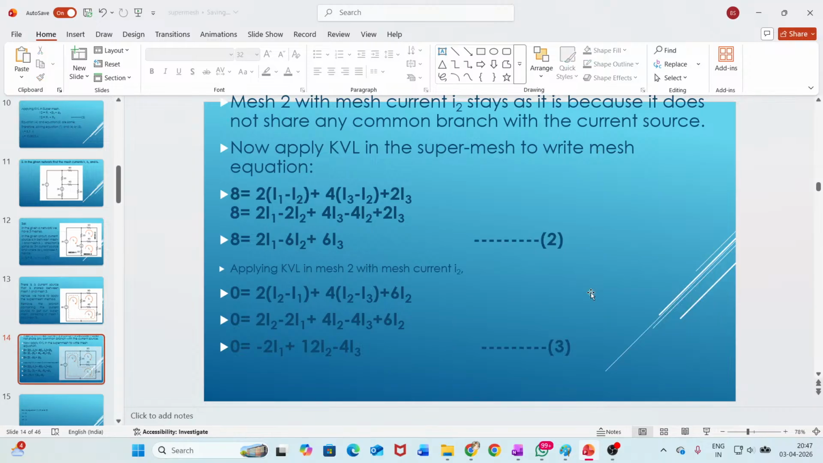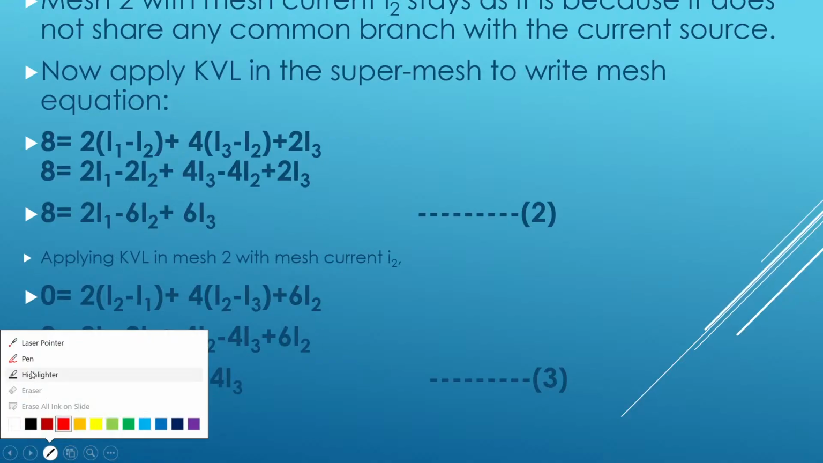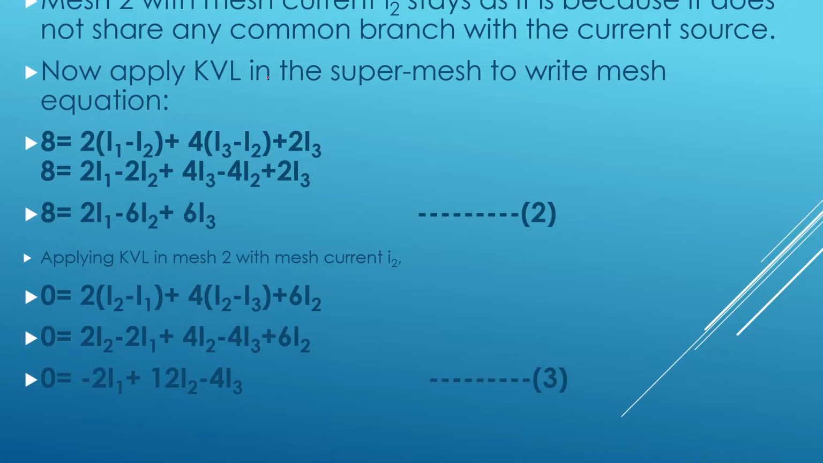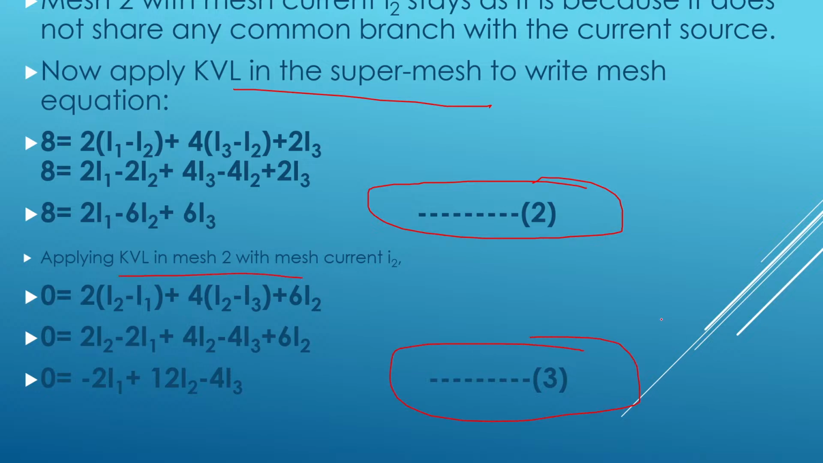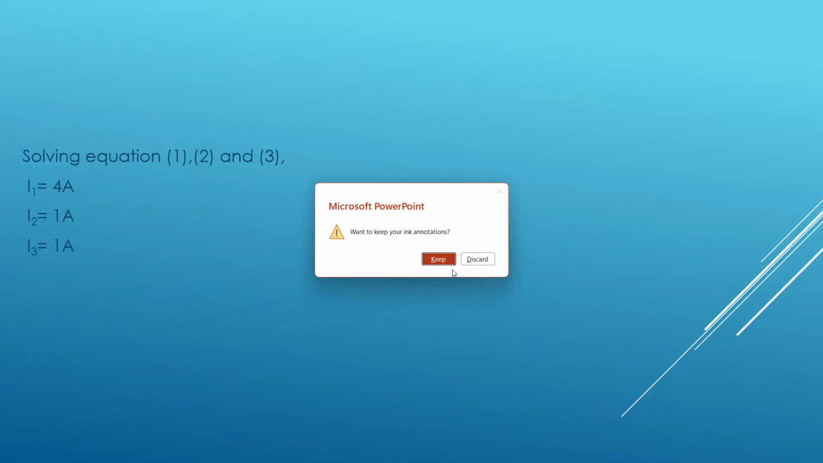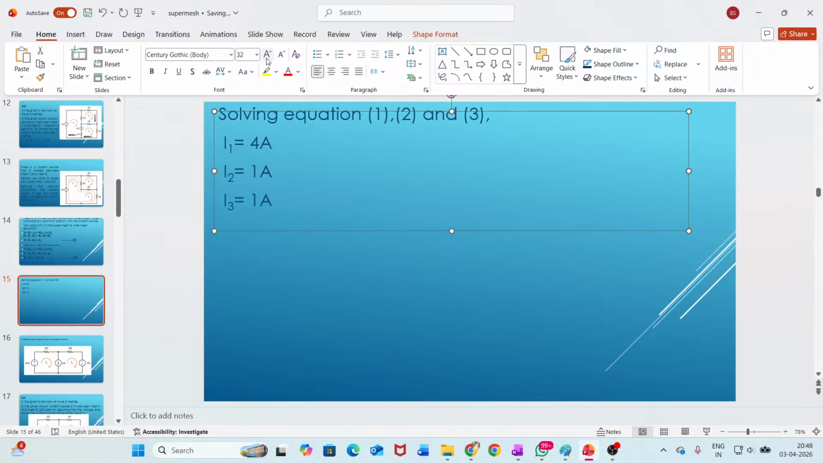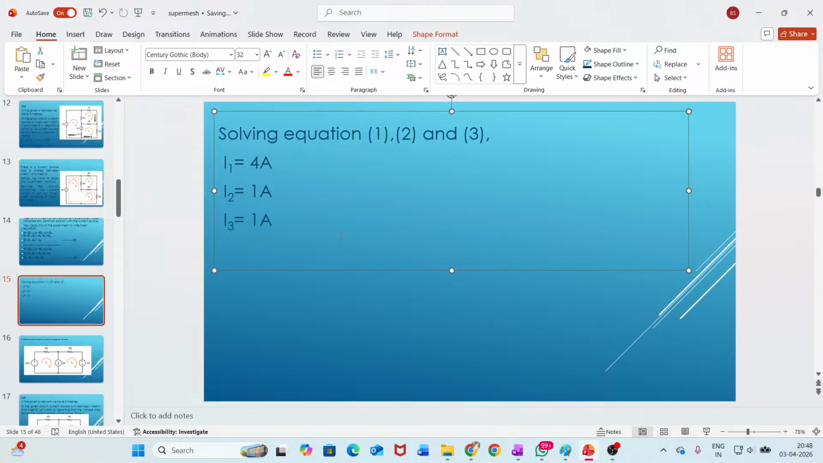Okay. So consider the first equation, which is the KVL equation when you apply KVL for this super mesh. Consider it as equation number 2. When you apply KVL for mesh 2, consider it as equation number 3. Okay. Now you have three equations, equations 1, 2 and 3. Now use a scientific calculator. Substitute these three equations.